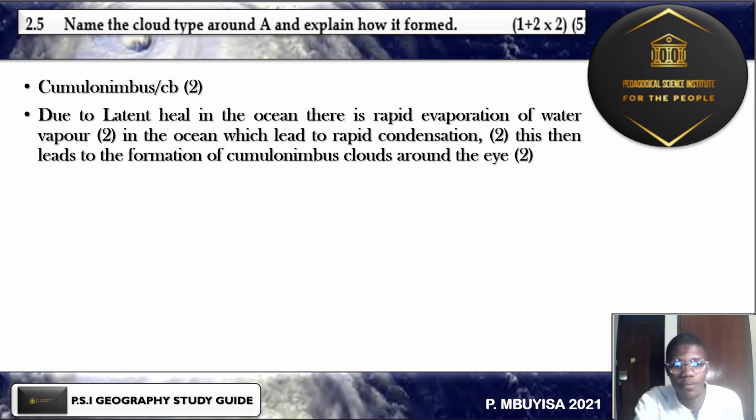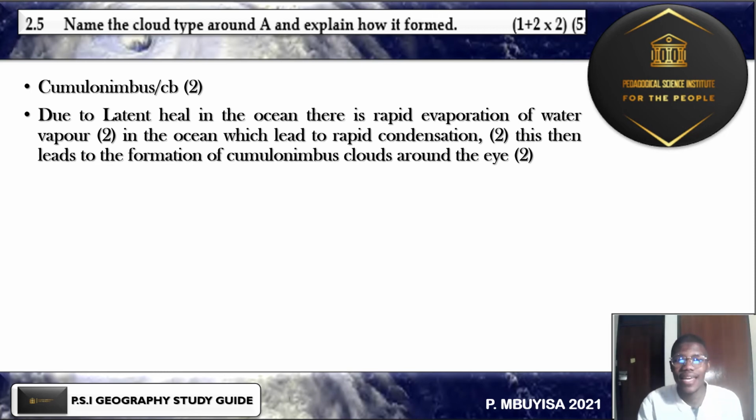So it forms due to latent heat in the ocean. Because of latent heat in the ocean, we have the rapid evaporation of water, which leads to rapid condensation, which then leads to the formation of cumulonimbus clouds as a result of the convection of air as it rises. And that's what we have.